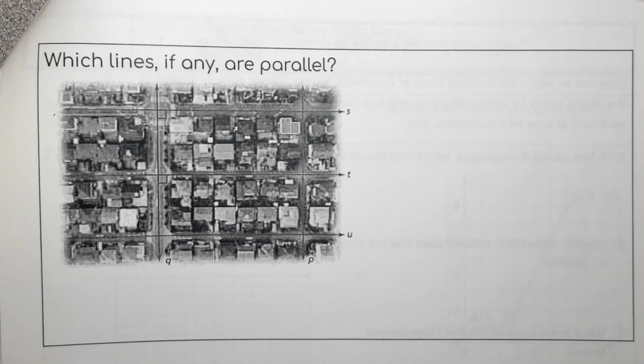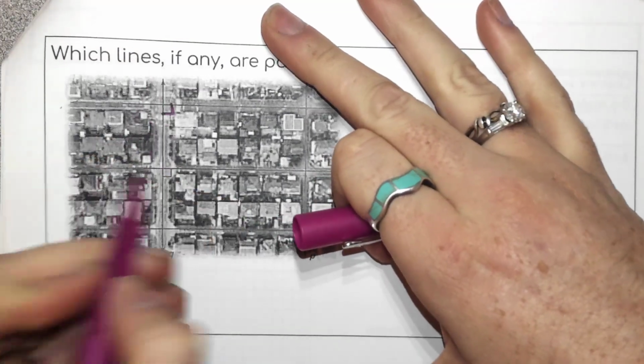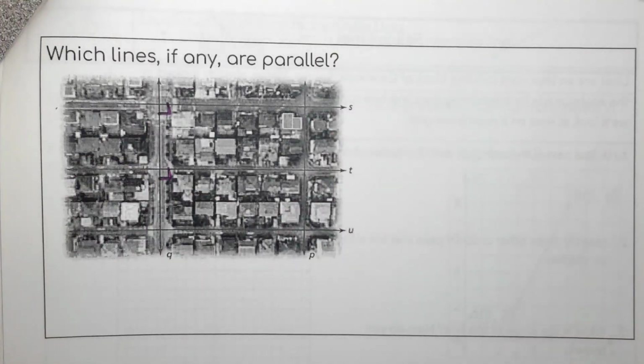So we are trying to see if we can prove any of the lines are parallel. We can see some of them are perpendicular because we can see the little right angles. We've got the little right angle here and the little right angle here. So what do we know? Some lines are perpendicular, some aren't. Which ones are perpendicular? S and T are perpendicular to Q.